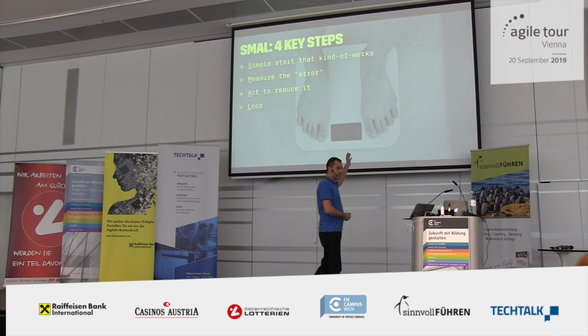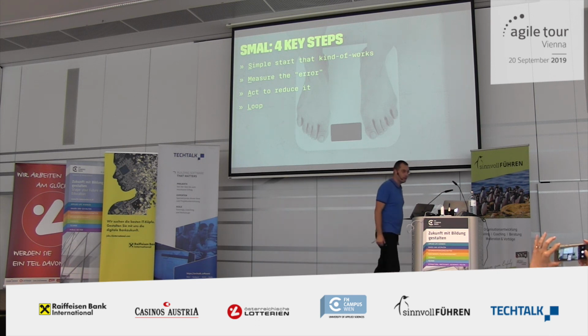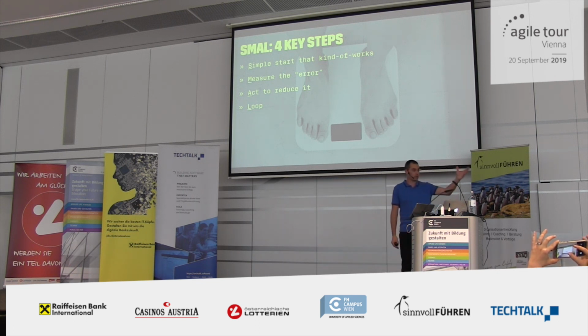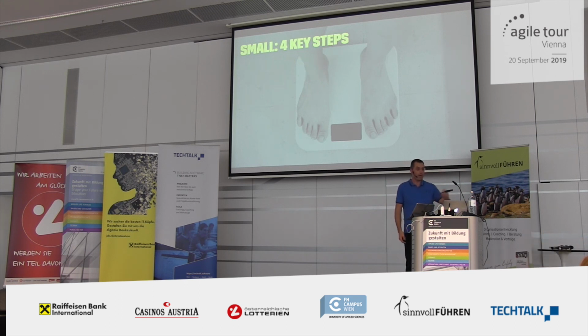Now, the acronym here is small, with only one L. Somebody's going to say Gojko doesn't know any English, this is not how you spell small. So to make it easier to remember, put 2 L's there, basically, just say loop at the end.